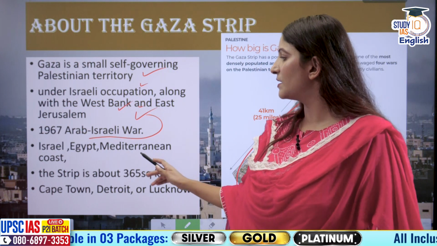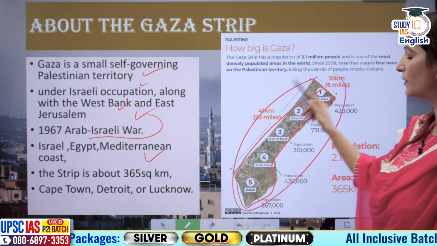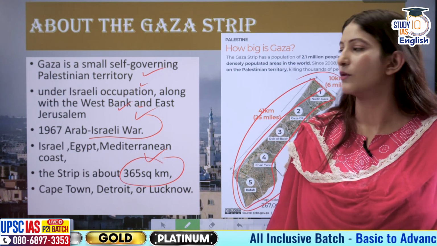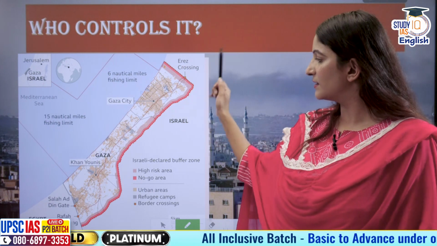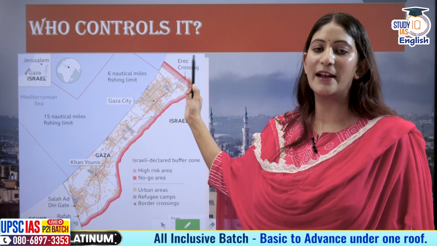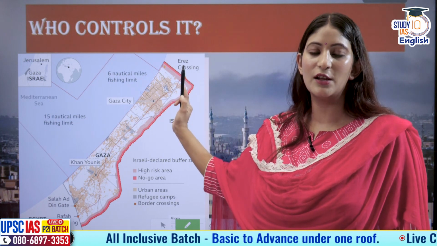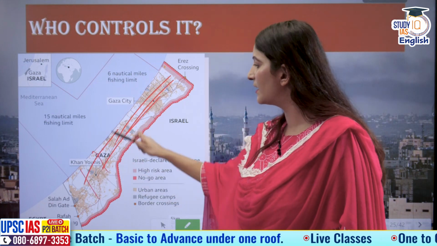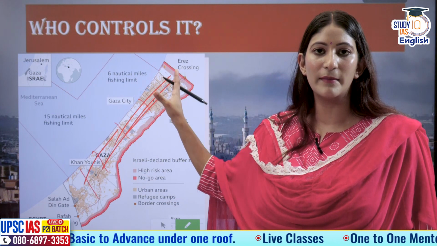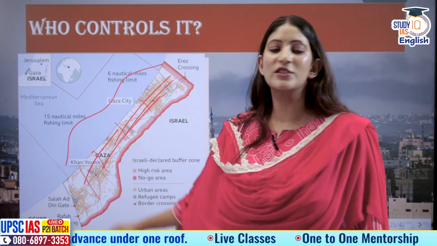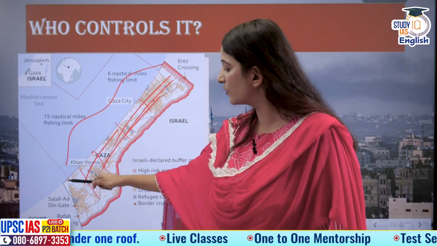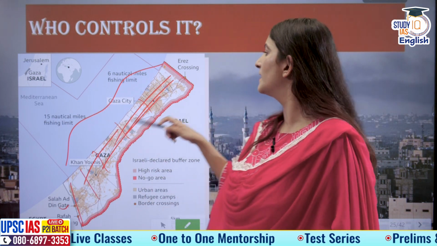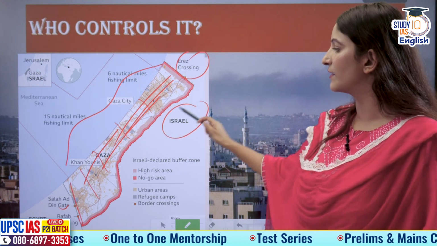Okay, so Israel, Egypt and the Mediterranean coast have a border with the Gaza Strip. Also, it is just about 365 square kilometers, like Lucknow. Moving on, as I have told you, there are certain countries that are actually controlling it. First of all, it is under the occupation of Israel, and it is an airtight region. Airtight region means the airspace is continuously watched by Israel. The coast is also watched by Israel, and the Rafah crossing is one of the crossings under the vigilance of Egypt, and there is the Erez crossing, which is under the vigilance of Israel.